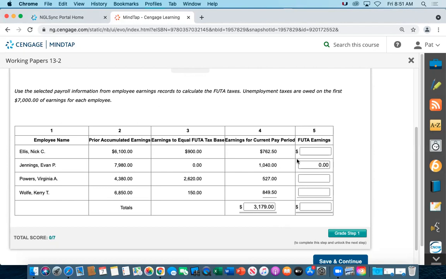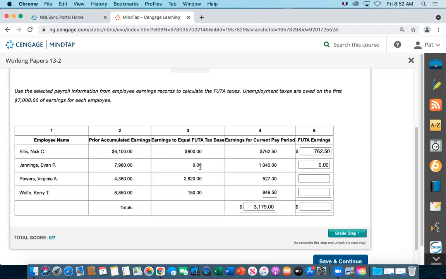Now, we need to find each employee. So this first employee, what federal unemployment taxable earnings do they have? Well, they have 7,762.50 this pay period. Only up to 900 is taxable. So this is below that number, correct? So all of this person's money is taxable for federal unemployment. You understand why? Because it's below the 900 left out of that 7,000, right?